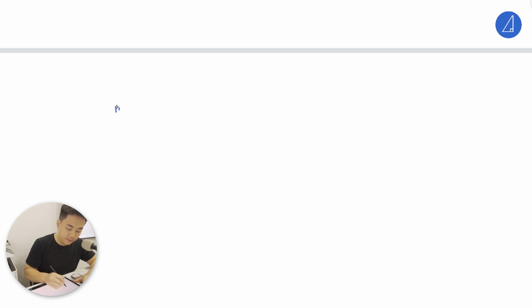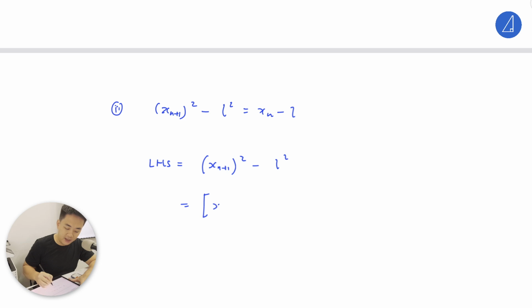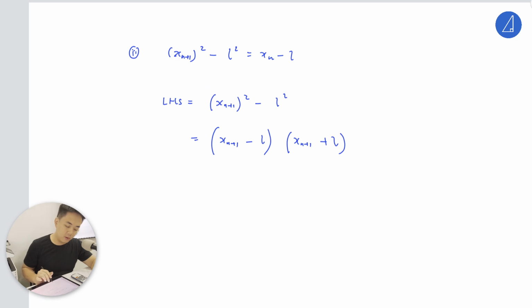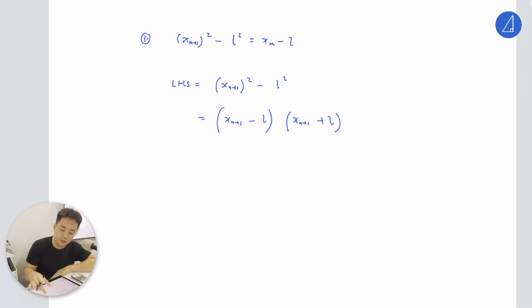Prove that xn plus 1 squared minus L squared is equal to xn minus L. So what you need to do is, on the left hand side, just use the difference of squares, our favorite. This is xn plus 1 minus L times xn plus 1 plus L. This one should be okay. Essentially, this will not do anything for us.